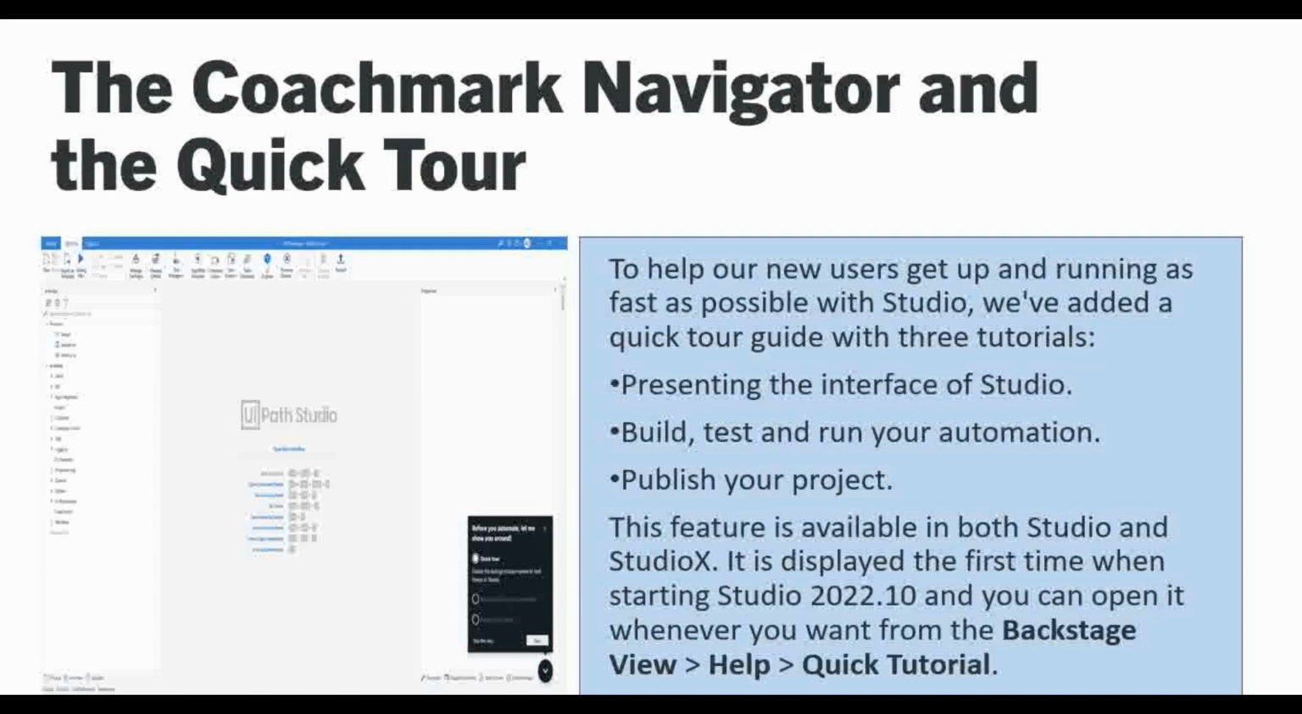If you enable that, this Coachmark Navigator will help you to navigate each step. It will give you suggestions like you need to click on this process button to create a new process. Then it will show you what this activity panel is. Like that, it will help you navigate the different steps of your automation creation.